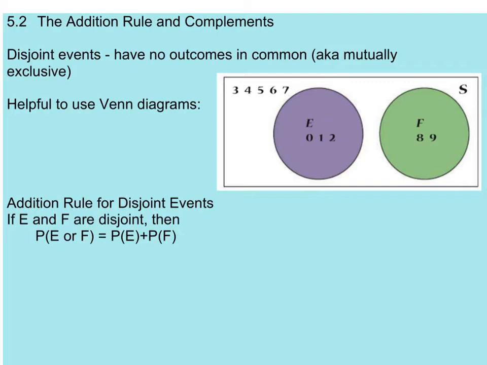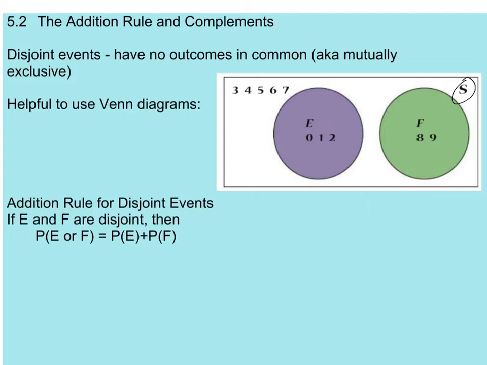When we talk about probabilities for disjoint events, we have the addition rule, when we're talking about OR statements. The addition rule says that if I take the probability of E or F, of one or the other happening, that is the probability of E plus the probability of F when they are disjoint. In this example, we have our sample space S containing all the digits 0 through 9, and you can check. You've got 0, 1, 2 in E, 3, 4, 5, 6, 7 outside in the white space, and 8, 9 in F.